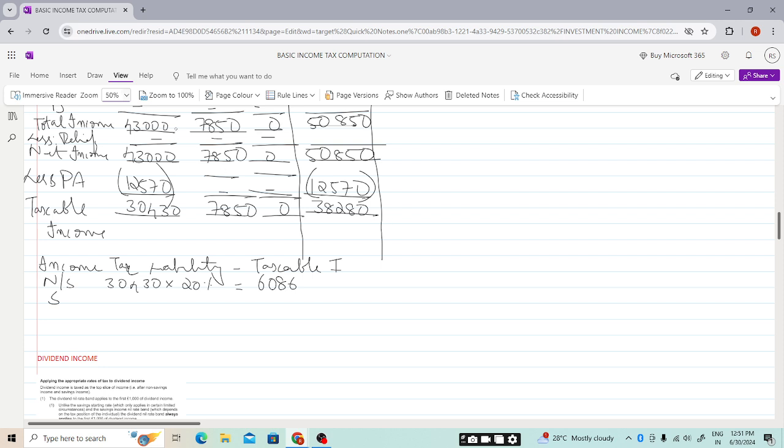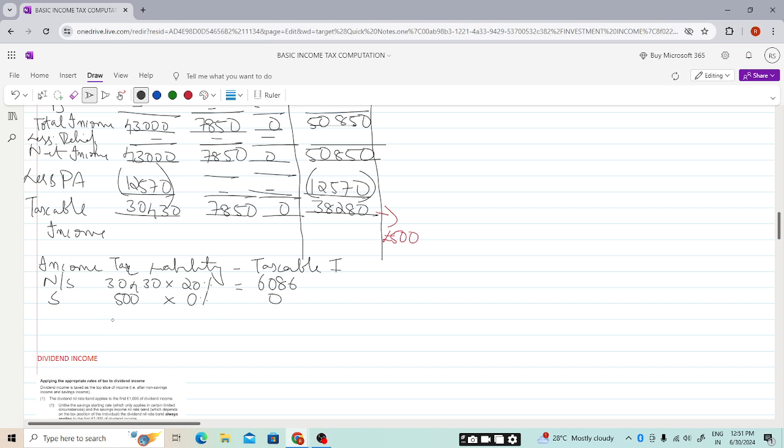Then we need to see the nil rate band. Which type of nil rate band is available for the saving income? As our total taxable income is higher than the basic rate limit of 37,700, X will be a higher rate taxpayer. So for a higher rate taxpayer, what is the nil rate band? 500 pounds. What will be the nil rate band? 500 pounds into 0 is 0.